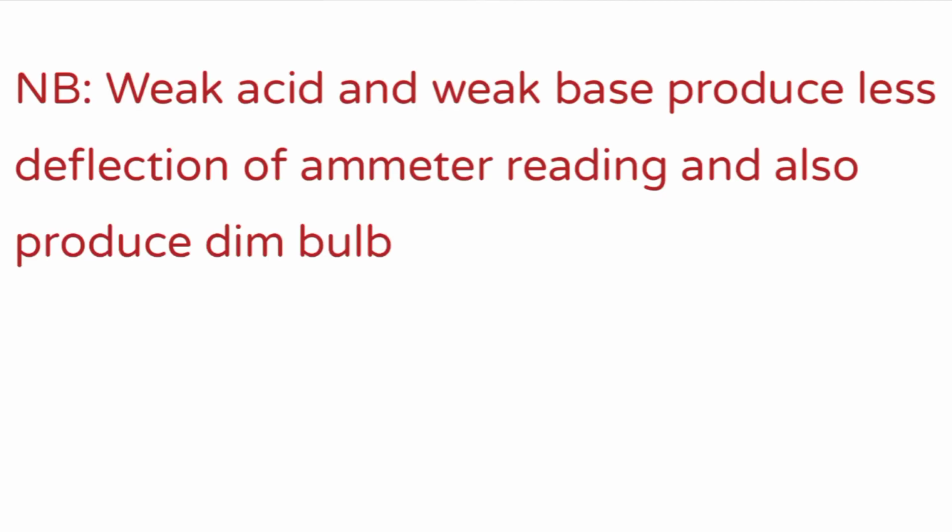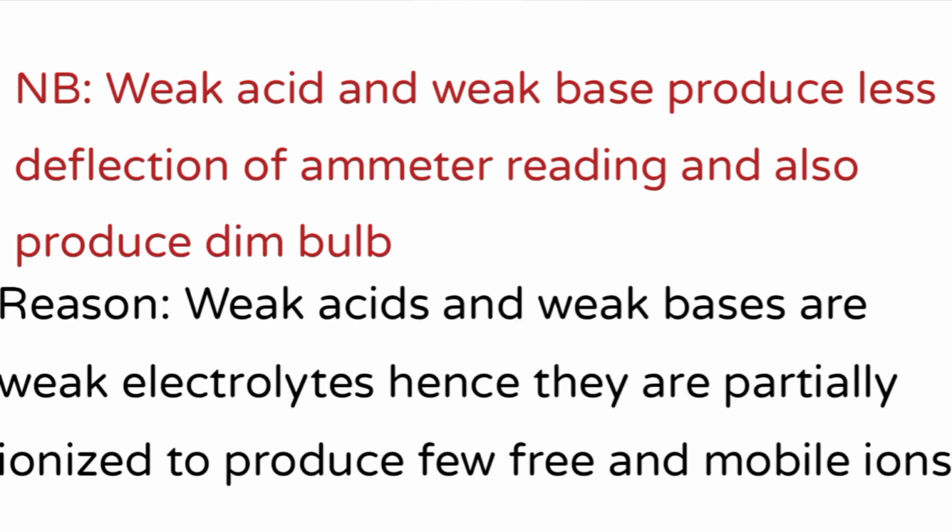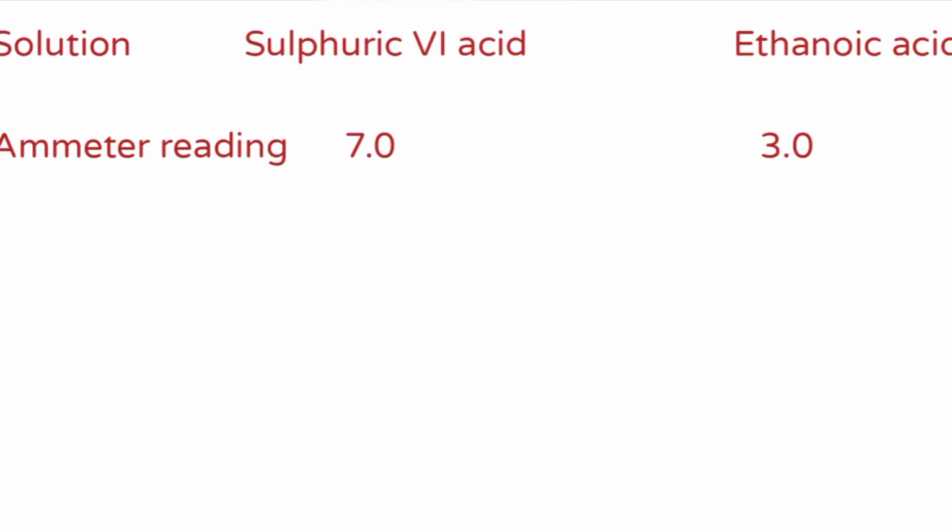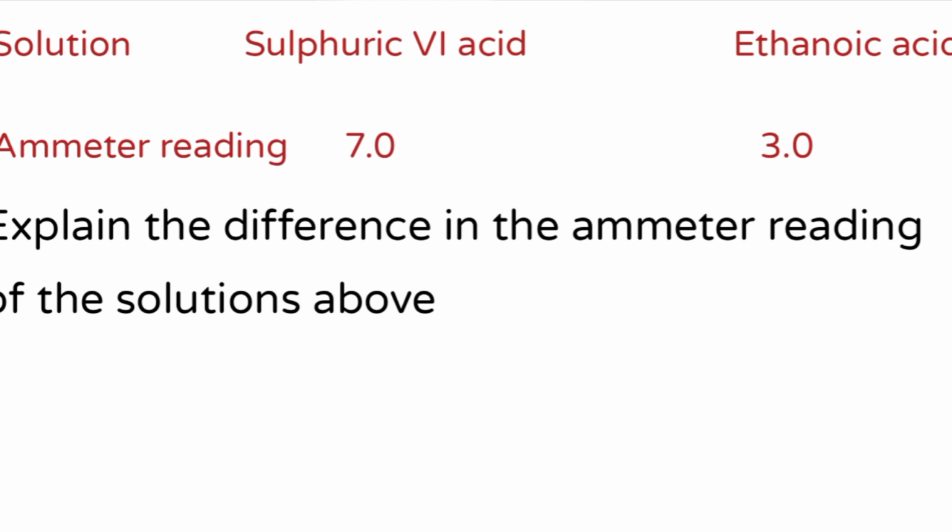Note, a weak acid and a weak base produce lesser deflection on the ammeter and produce a dim bulb. A reason, a weak acid and a weak base are called weak electrolytes, hence they are partially ionized in solution to yield fewer ions. We have a sample quiz here. You have solution, ammeter reading. You have sulfuric acid, the ammeter reading is 7.0. You have ethanoic acid, the ammeter reading is 3.0. Now, explain the difference in ammeter reading of the solutions above.